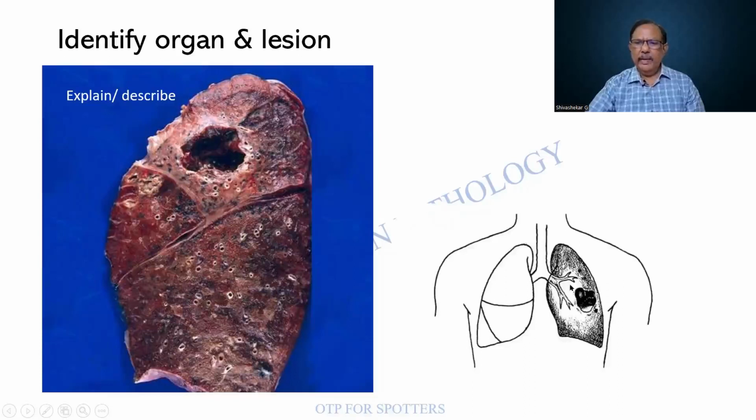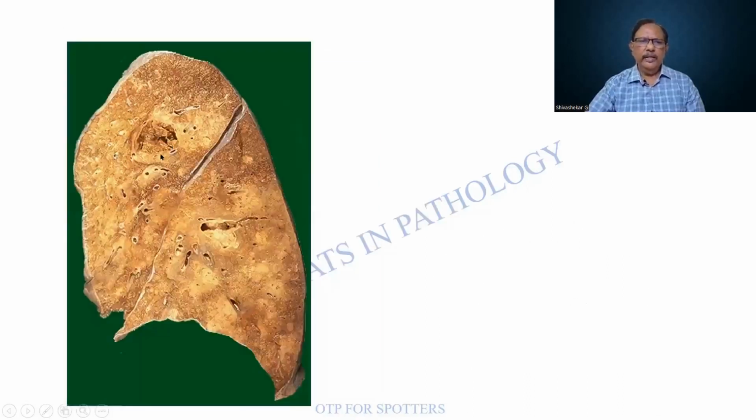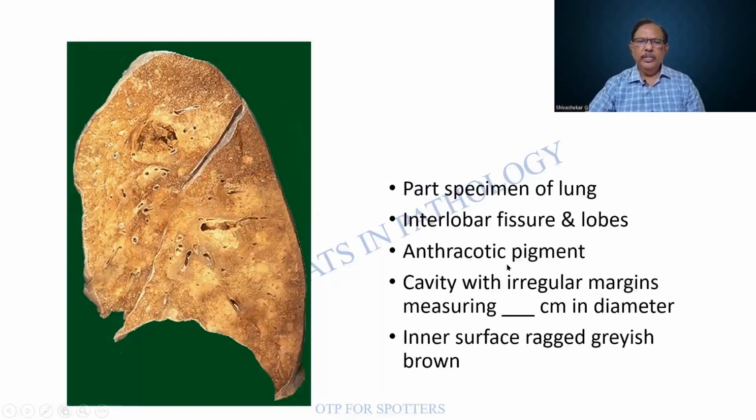This is a diagrammatic one. So there is a large irregular lesion in the lung. This is yet another one. There is a lesion over here. It is ragged and the inner surface is also rough. These pale areas are all areas of bronchopneumonia, consolidation. So this description is there: interlobar fissures, anthracotic pigment, cavity with irregular margins, and ragged inner surface. The diagnosis is lung abscess.